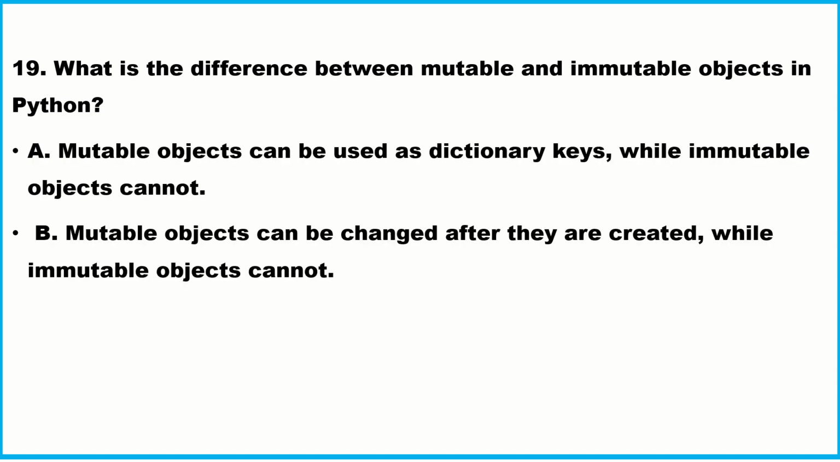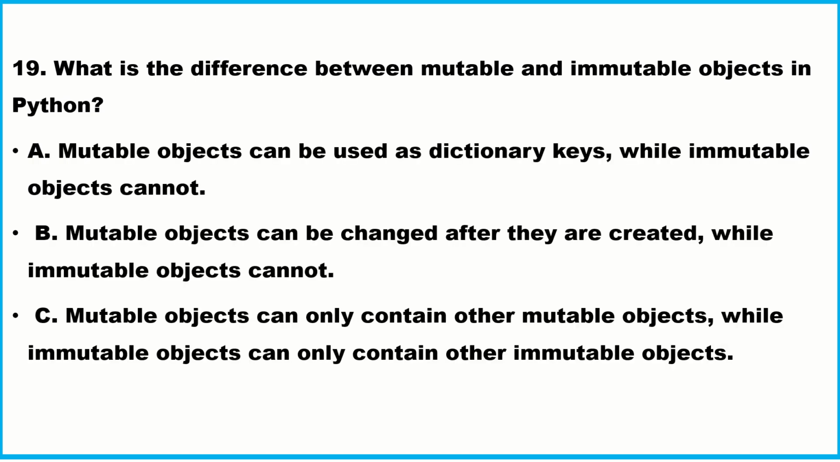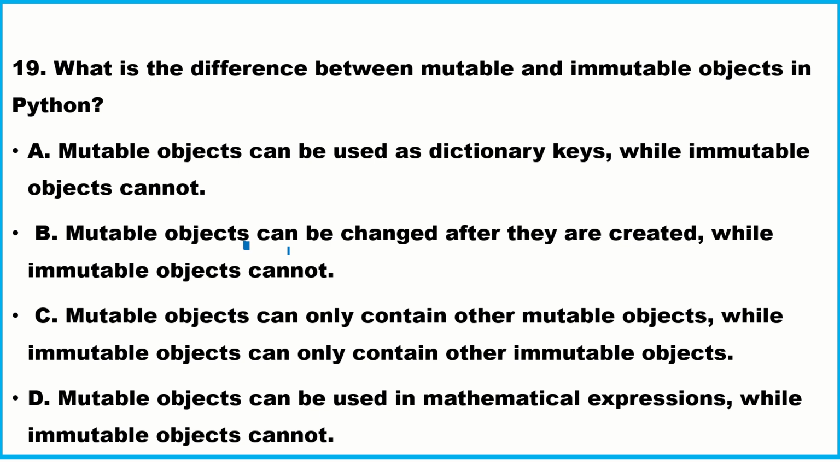What is the difference between mutable and immutable objects in Python? Mutable objects can be changed after they are created, while immutable objects cannot be changed once they are created. Option B.